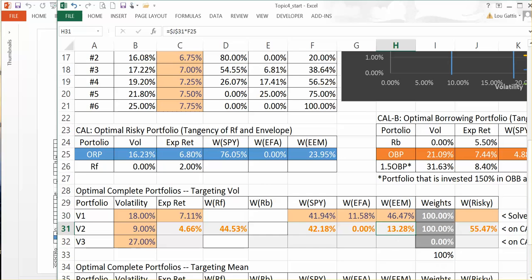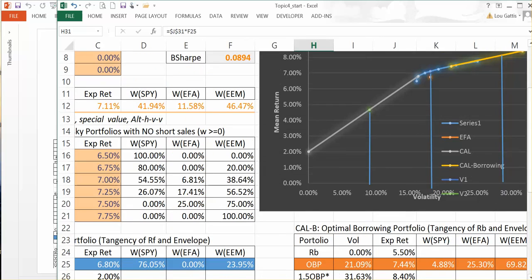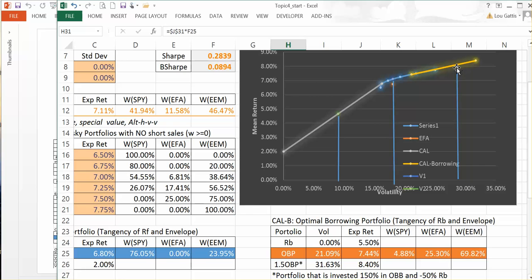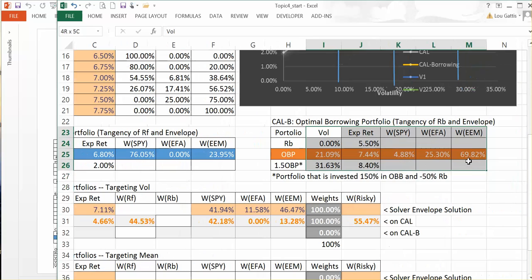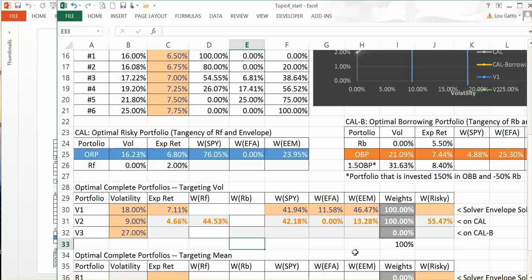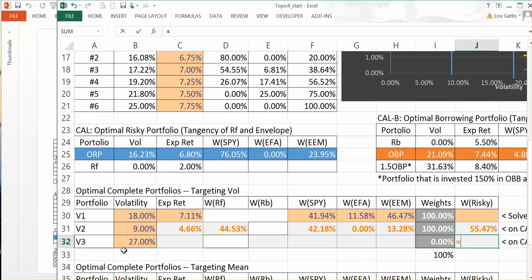And then lastly, what if your client wants a 27% volatility? That's way out here. That's going to combine this portfolio, which is our leveraging portfolio, and borrowing at 5.5%. So let's calculate the weight of the risky in that portfolio. It's just going to be my desired volatility of 27 divided by the volatility of my borrowing portfolio, 21. So I'm going to put 128% of my money in this portfolio, which means 1 minus that is borrowed.